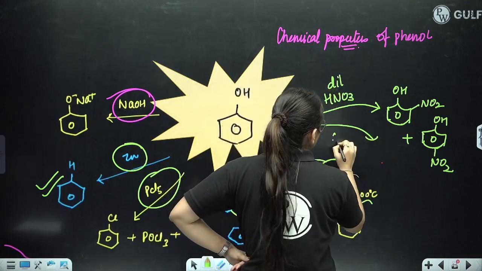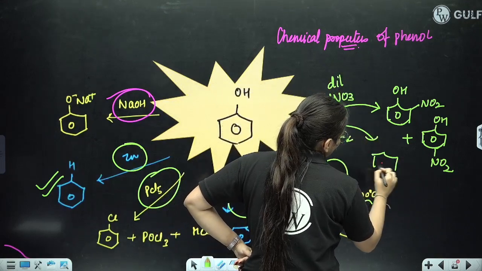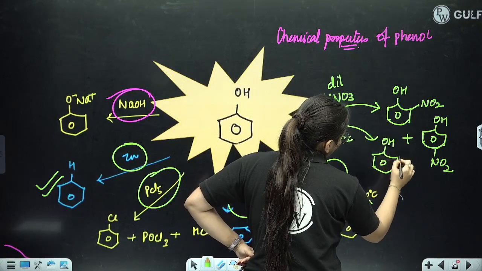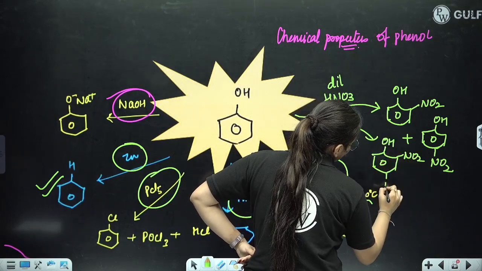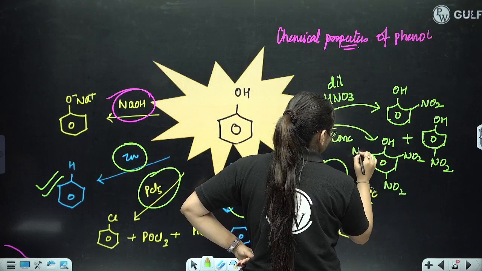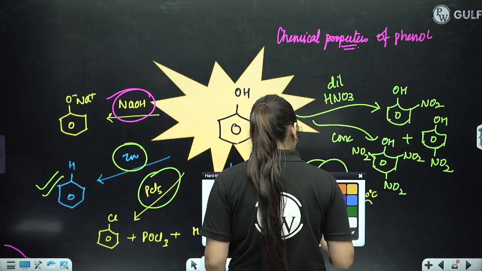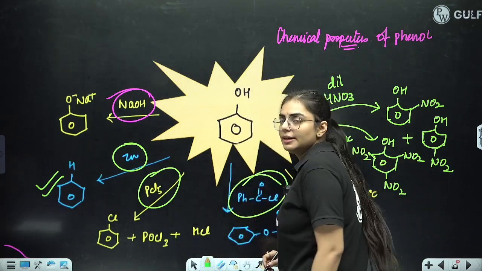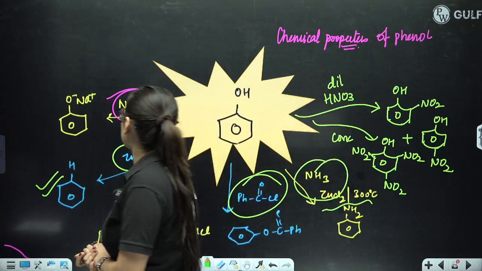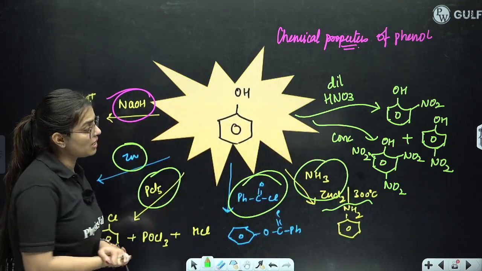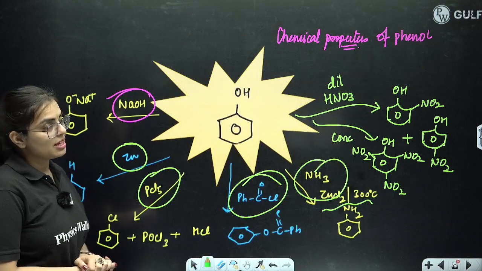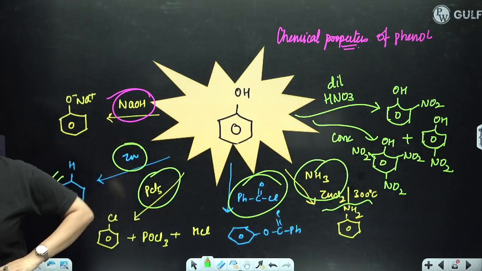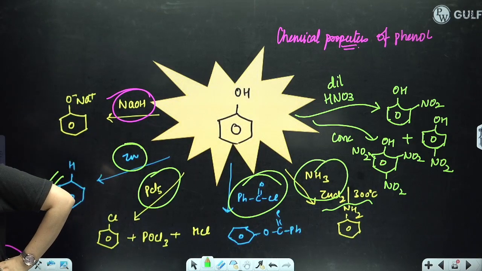If you are taking concentrated, no students, you will obtain NO2 on both ortho and para. Clear everyone? On both ortho and para you are going to obtain. Just everyone write down this reaction. This is the case of NO2. Done?